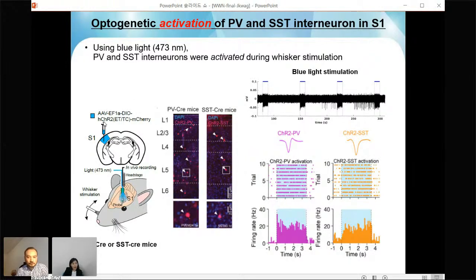We injected this AAV virus carrying channelrhodopsin into the barrel cortex in the PV-Cre and SST-Cre mice, and we see expression across all layers, for PV as well as SST. Now when we shine a light, we can see that some PV neurons are responsive to blue light, showing increased firing rate, and SST neurons show increased firing rate as well in SST-Cre mice. This confirms the successful expression of channelrhodopsin.